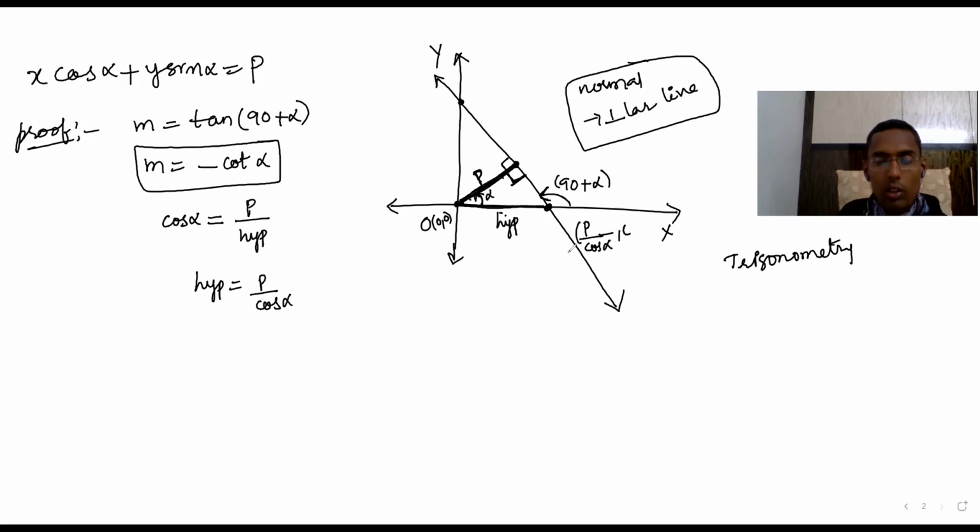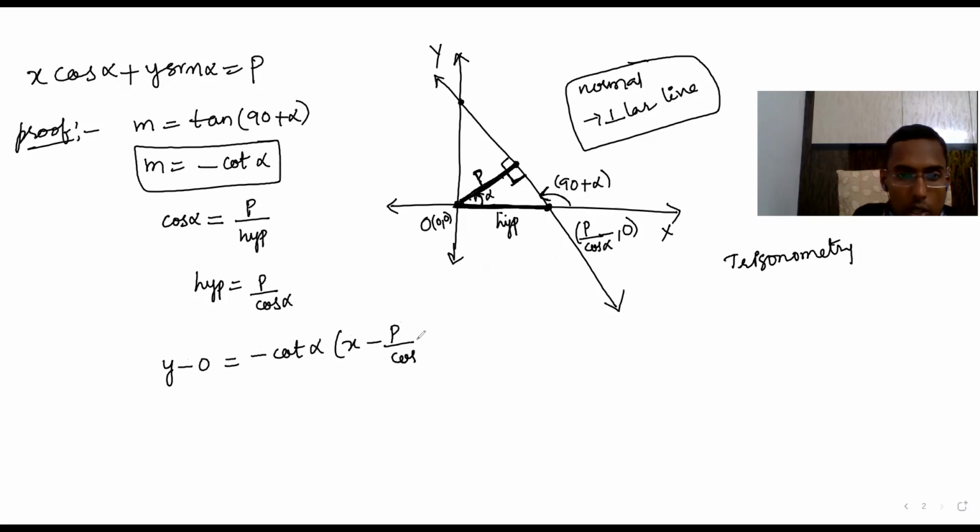This length I found; this is the hypotenuse, and this length is P by cos alpha. Therefore, I got this point. So simple. Now, what is the equation of the line? y minus y1 equals m, and m is minus cot alpha, into (x minus x1). Here x1 is P by cos alpha. You got it, right?